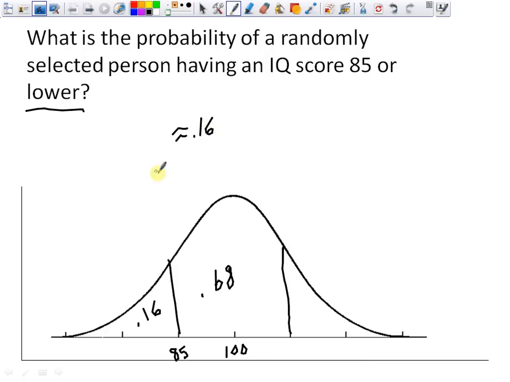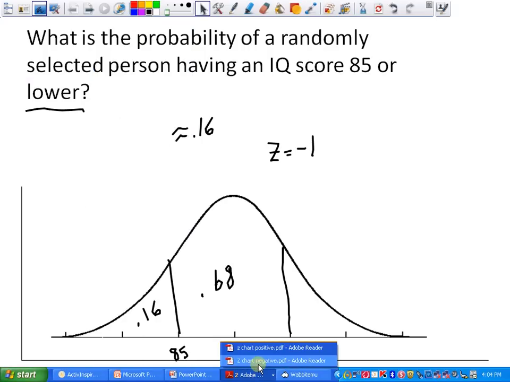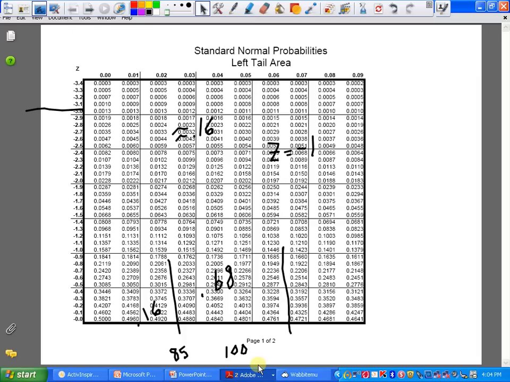So now let's use z-scores. We know that 85 is one standard deviation below the mean. That's why we have a -1. It's below the mean, so we can go to our chart. Notice now I'm going to get the z-chart negative because I'm looking at a negative z-score. And negative 1.0 is right here: 0.1587. And that is our answer.